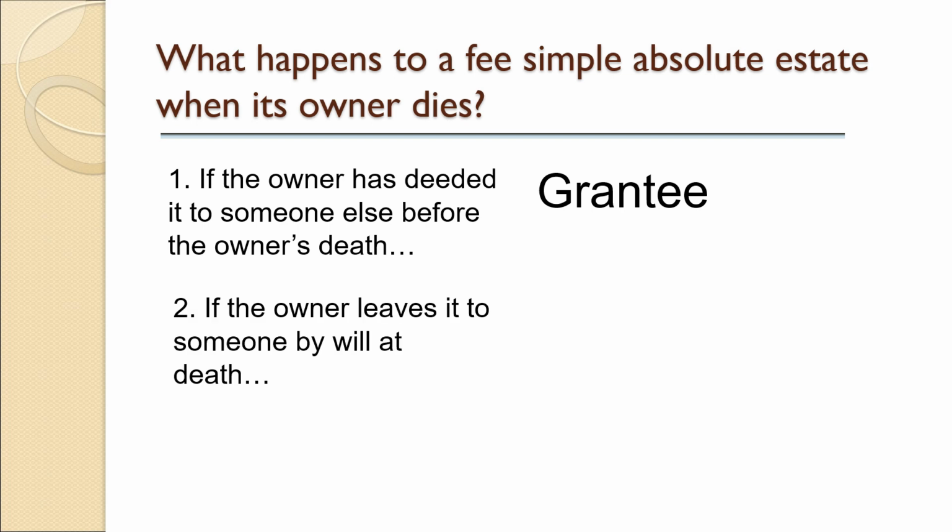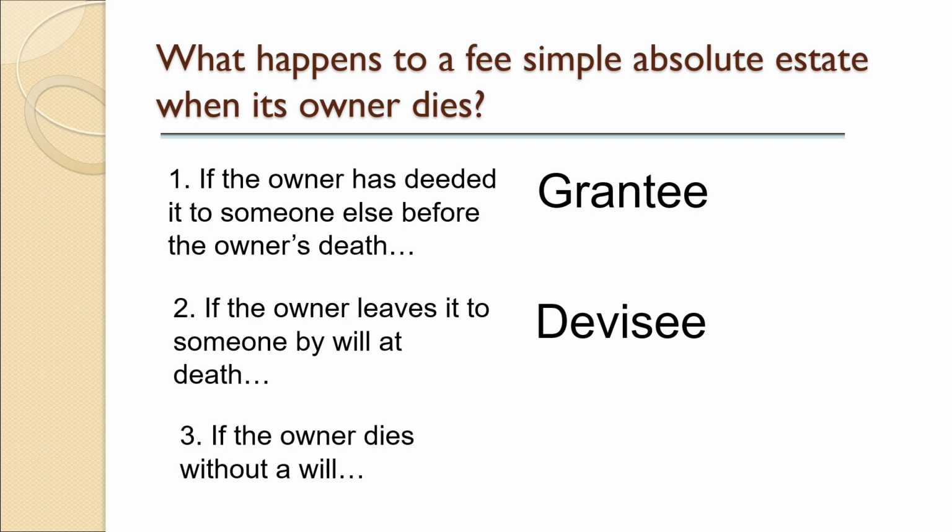A second possibility is that the owner might leave the property to somebody by will at death. And the person who receives property by an owner's will at death is known as a devisee, and the clause in the will is known as a devise. A third possibility is that the owner might die without a will. We refer to that as dying intestate, and if that happens, the property will go to the owner's heir, or perhaps more than one. We'd call them then the heirs. So depending on the circumstances, the property at the owner's death might go to a grantee, a devisee, or an heir.